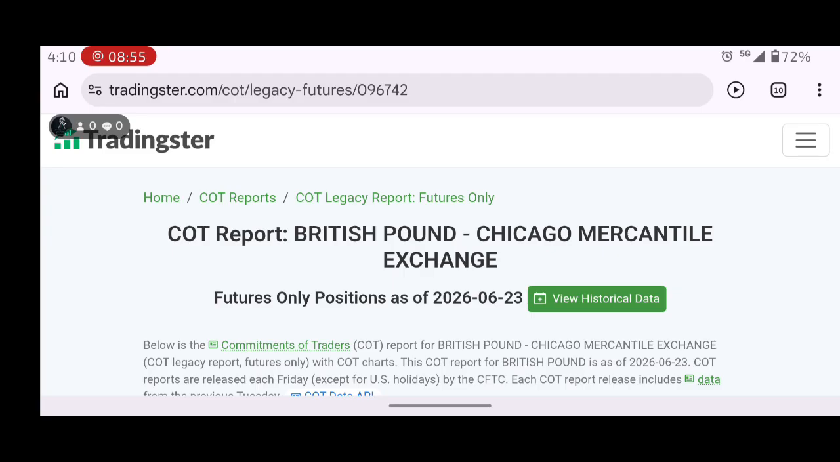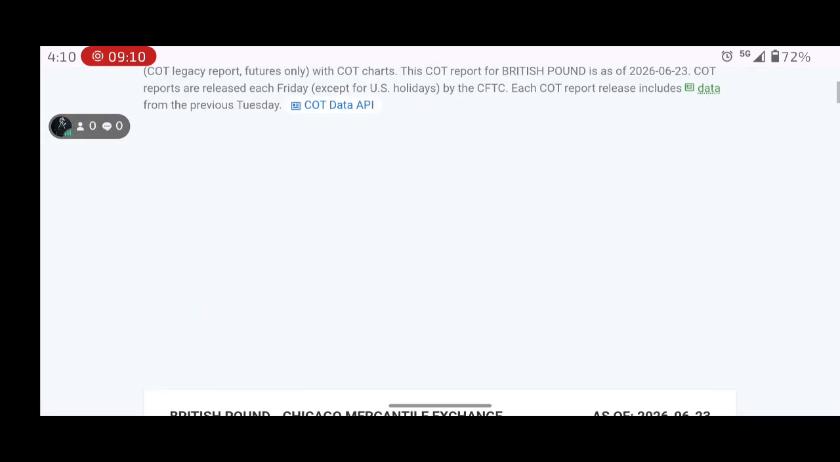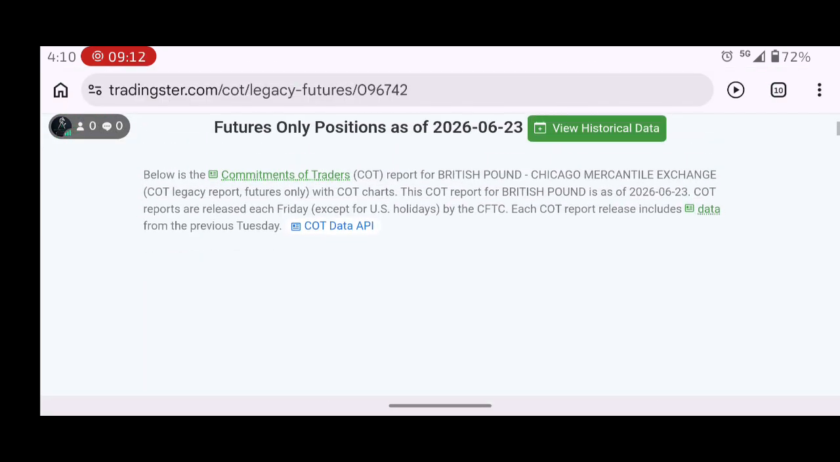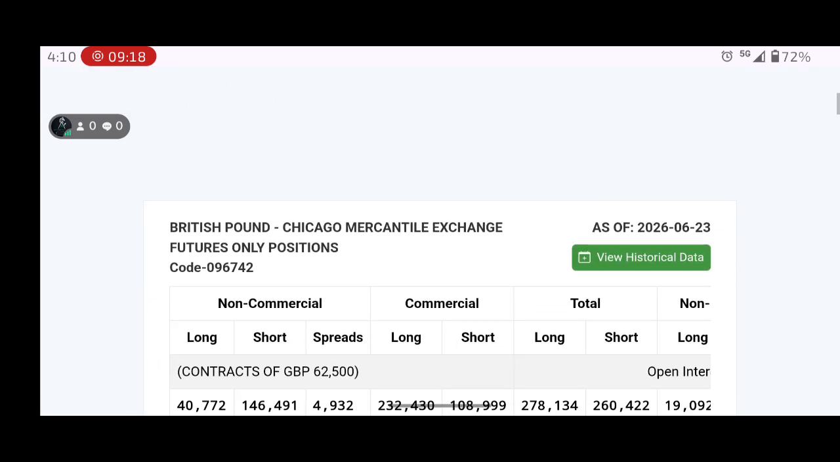Okay, the first tool is a site called tradingstar.com. On the British pound, you can just search GBP USD quote report and select tradingstar.com. On Tradingstar, this report is given by the CFTC. It's legit.